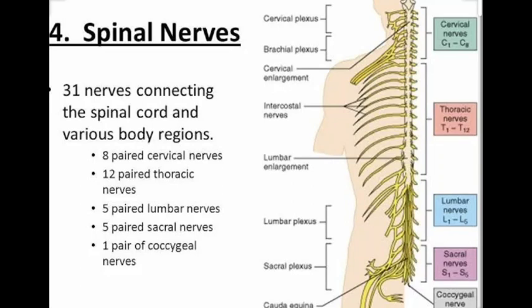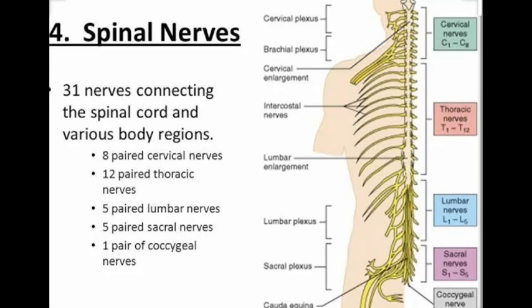Next one is spinal nerves. Spinal nerves originate from the spinal cord, that's why they are called spinal nerves. They are associated with arms, legs, skin and other parts of the body. There are a total of 31 pairs of spinal nerves. See in the diagram, you can understand very well.